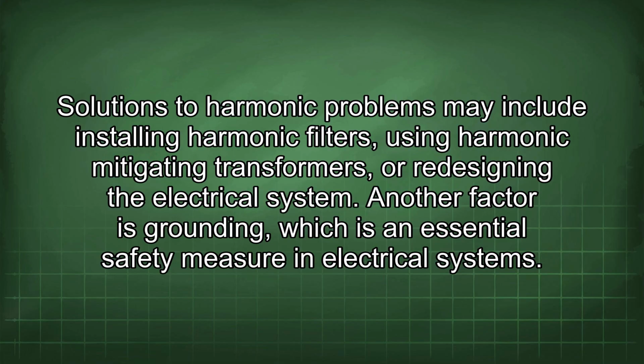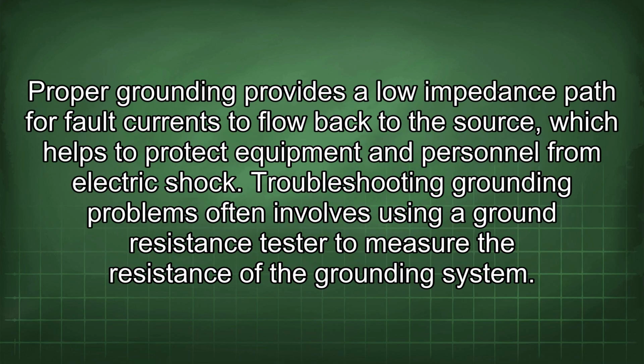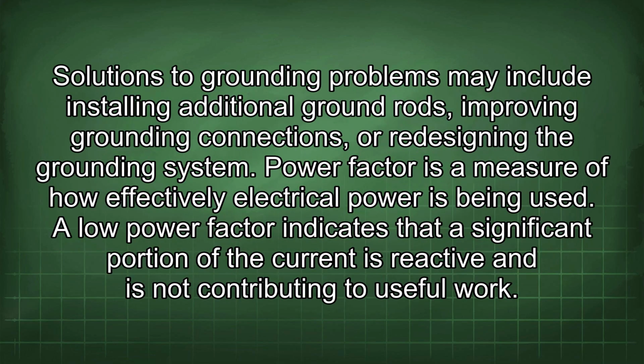Another factor is grounding, which is an essential safety measure in electrical systems. Proper grounding provides a low impedance path for fault currents to flow back to the source, which helps to protect equipment and personnel from electric shock. Troubleshooting grounding problems often involves using a ground resistance tester to measure the resistance of the grounding system. Solutions to grounding problems may include installing additional ground rods, improving grounding connections, or redesigning the grounding system.